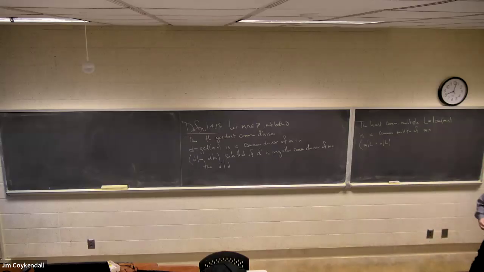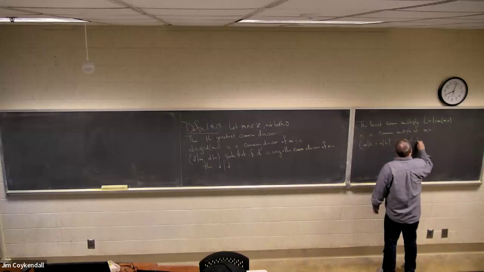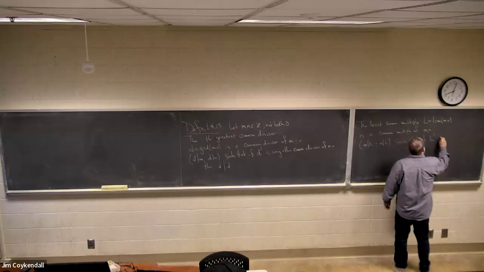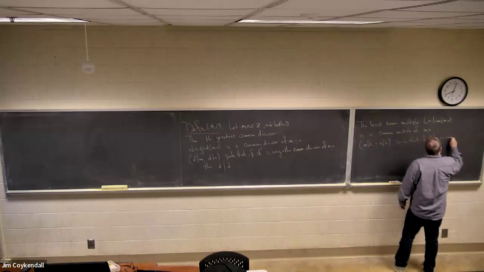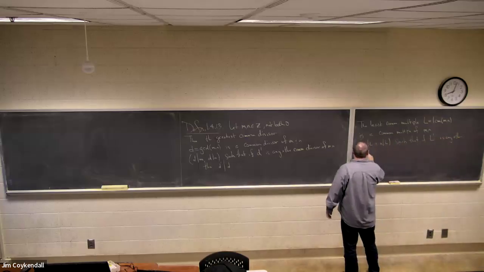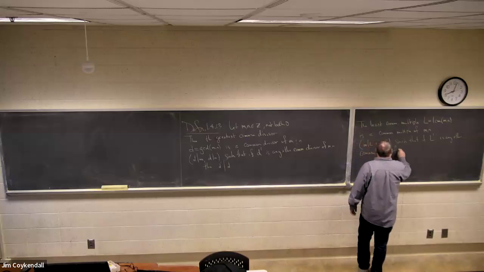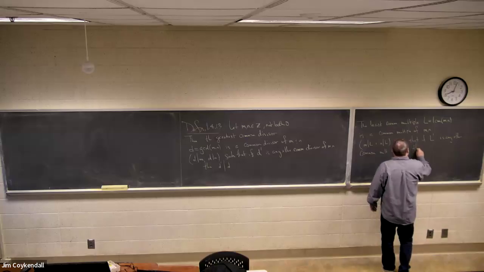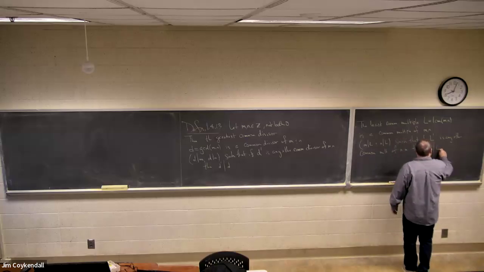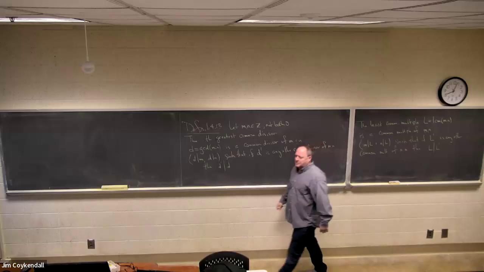And what do I mean by least being special? If L prime is any other common multiple of M and N, then L divides L prime. So it's the most economic common multiple.